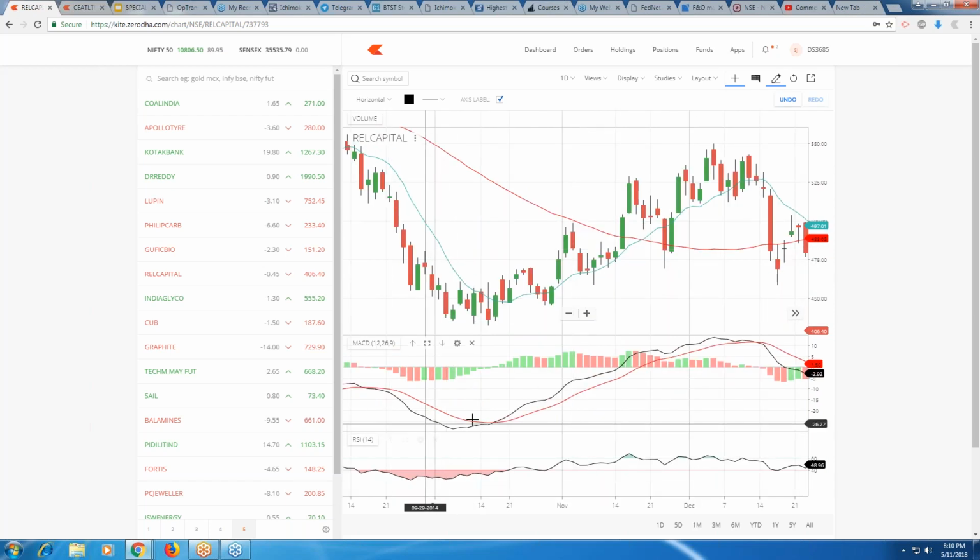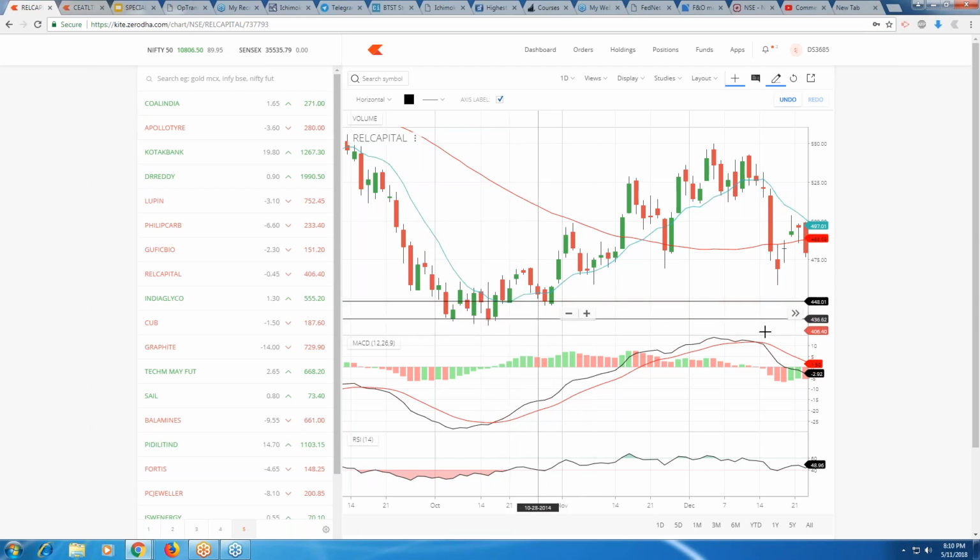MACD crossover, RSI crossover happened somewhere here, right? So remain alert, because this is a no trade zone for us. We will wait for the moving averages to go above 448, and the moment price goes above this particular value, we can go long. What should be our stop loss?